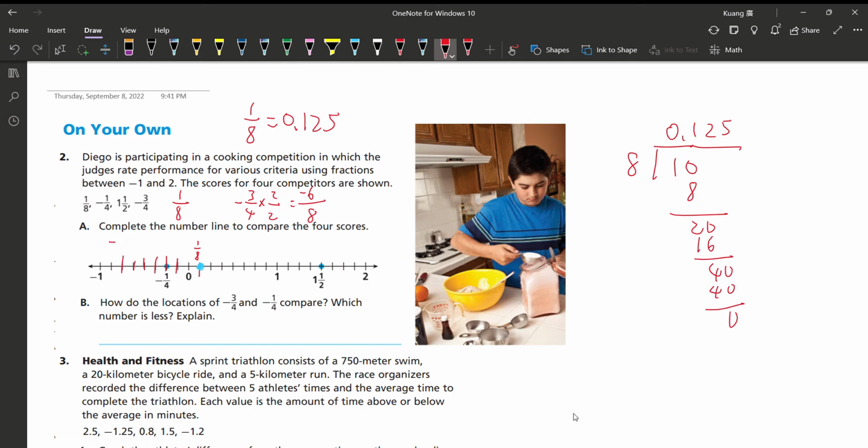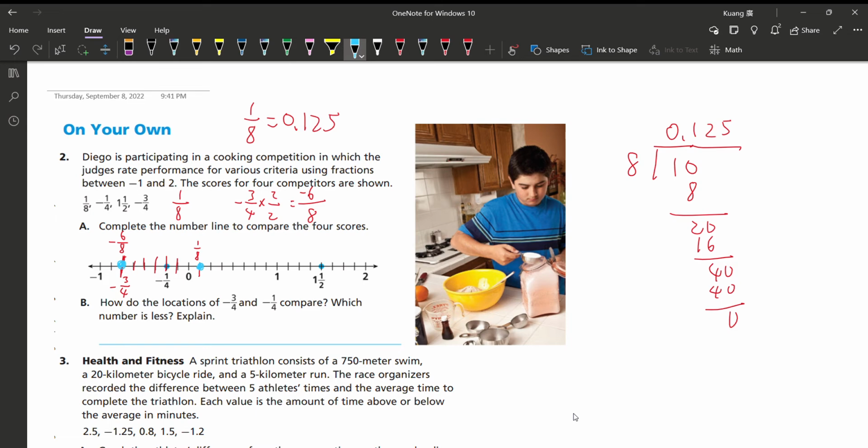This is -6/8, which equals -3/4. So this point is -3/4, another blue point. Then we are done with question A.